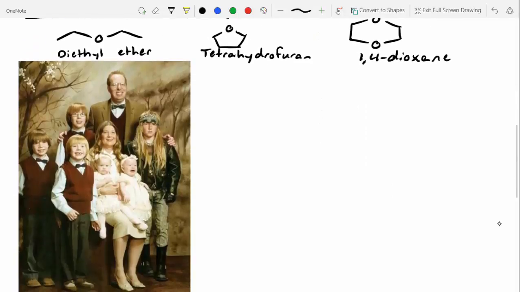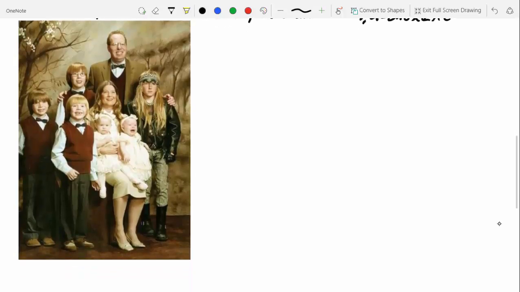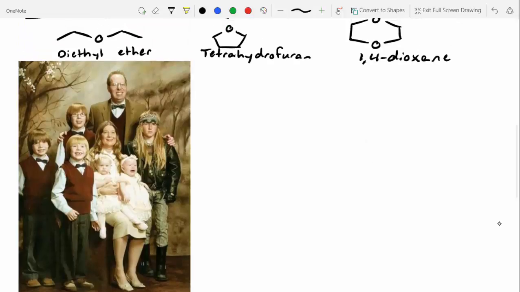All right, and then I've got this family picture down here. I found this on the Master Organic Chemistry website. If you notice, this family looks pretty calm, mellow, inert, except for the one kid in the corner. He looks a little out of place. There's another class of ethers that isn't inert, and we've already seen it. Does anybody know what ether is really reactive?